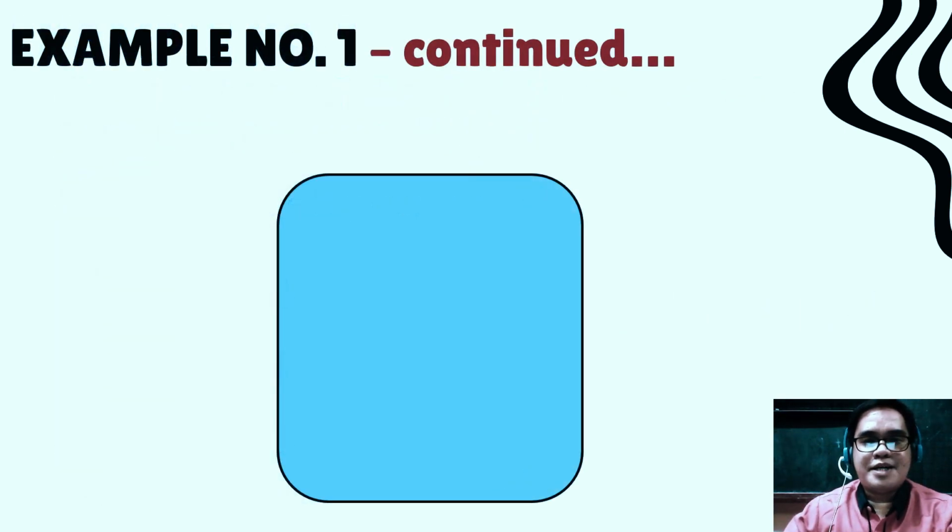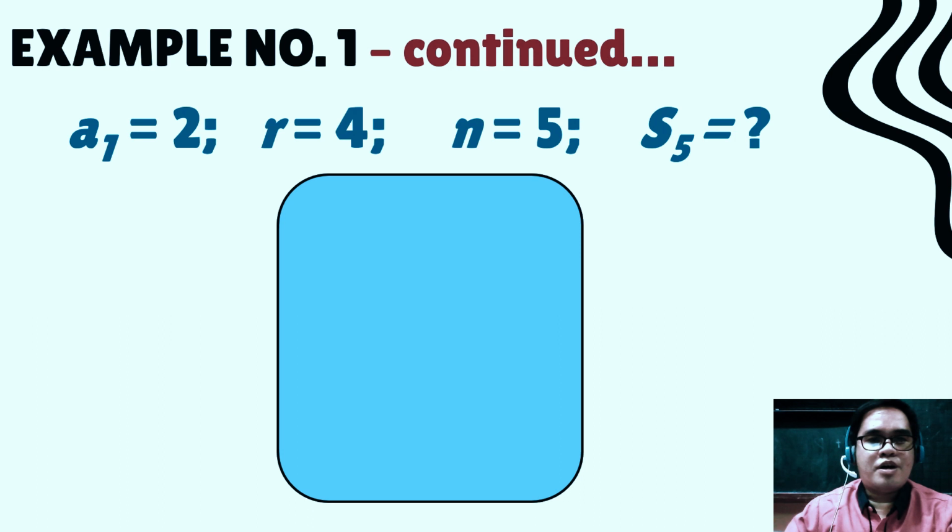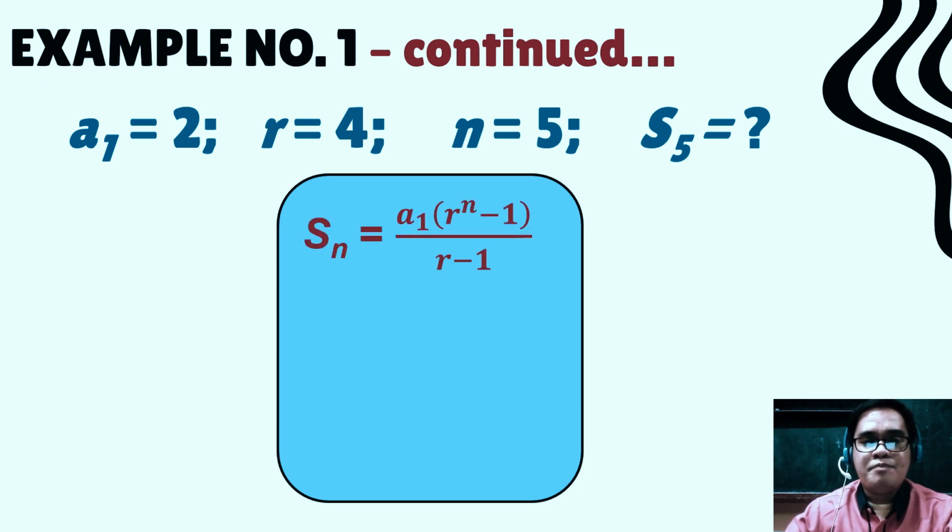As we continue example number 1, a sub 1 or the first term of the given geometric sequence is equal to 2. r is equal to 4 as we computed the common ratio earlier. n is equal to 5 because we are looking for the sum of the first 5 terms of the geometric sequence, and S sub 5 is what we look for. So, we are going to use this formula.